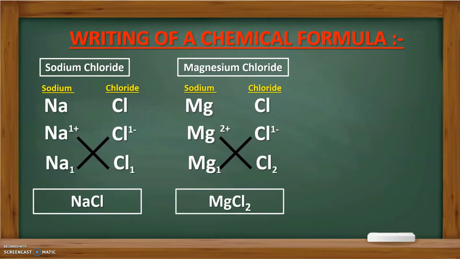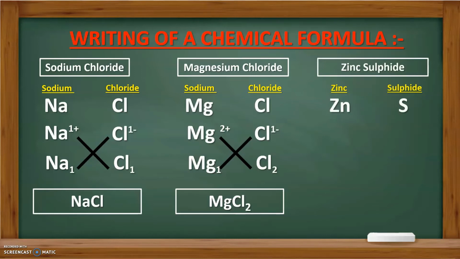Now let's take an example of zinc sulfide. First we write down the symbols of zinc and sulfide. The symbol of zinc is Zn and the symbol of sulfide is S. Then we write down the valencies of both these elements. The valency of zinc is 2 plus and the valency of sulfide is 2 minus. We write the valencies on the top right side of both these symbols.